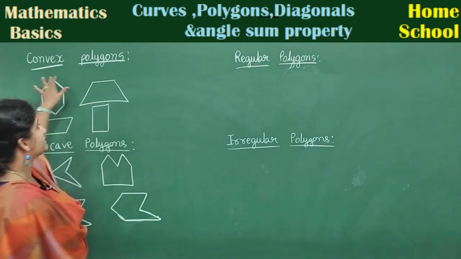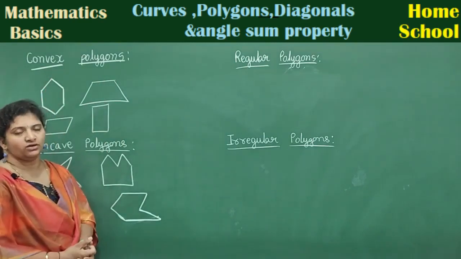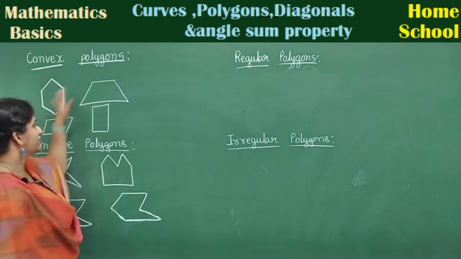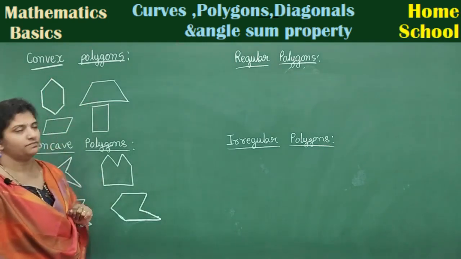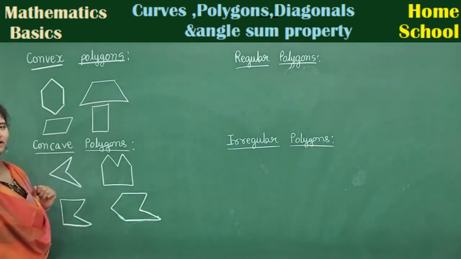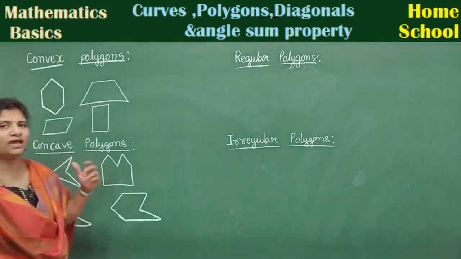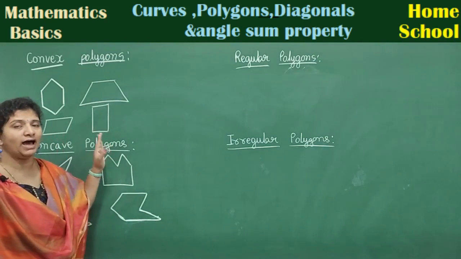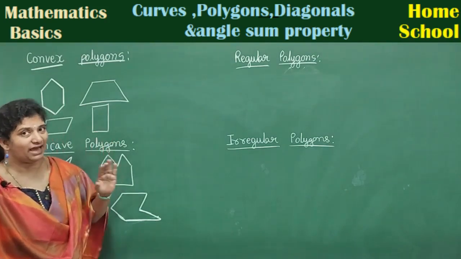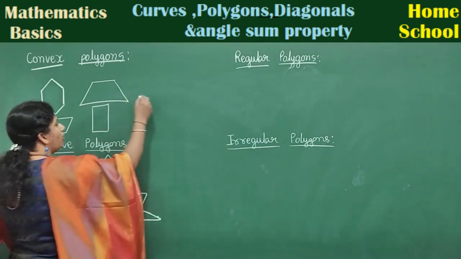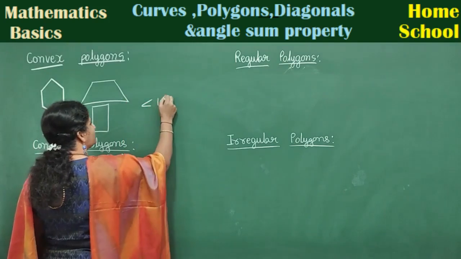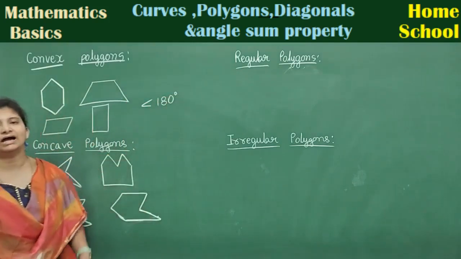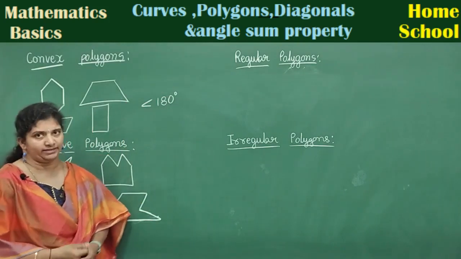Let us see first one, convex polygons. What are convex polygons? You can see the figures here. These are all convex polygons. What do you mean by a convex polygon? In a convex polygon, all the angles will be less than 180 degrees. These types of polygons are called convex polygons.